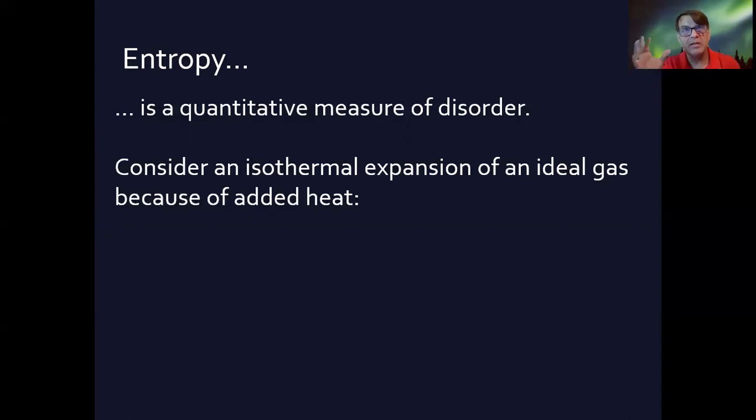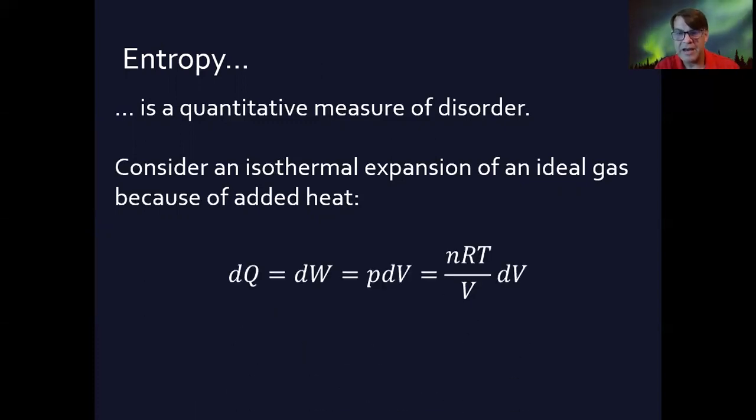And so he basically reasoned this way. When you have the expansion of something, let's say you add some heat, but you keep it at the same temperature. So consider an isothermal expansion of an ideal gas. So it's expanding, but it's staying at the same temperature. So we don't have an increase in internal energy, right? Because the amount of internal energy depends only on the state it's at. And so we are going to consider an isothermal expansion of an ideal gas because of added heat.